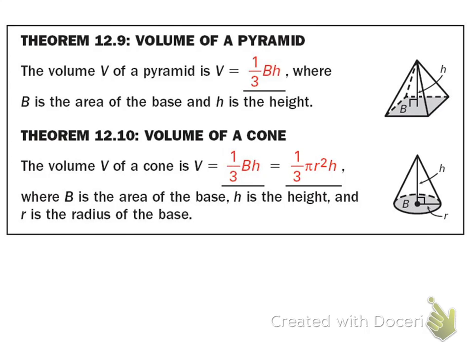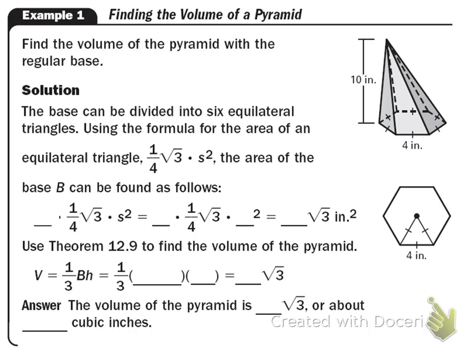Alright, let's look at our very first example. In this example, we're finding the volume of a pyramid. Remember, to find the volume of a pyramid, our formula is 1/3 times the area of the base times the height. The base happens to be a hexagon. Now, there are different ways that we can find the area of a hexagon. In this example, we're going to stick with what they are using. In another example, we'll see a hexagon again. We'll do it a little bit different way.